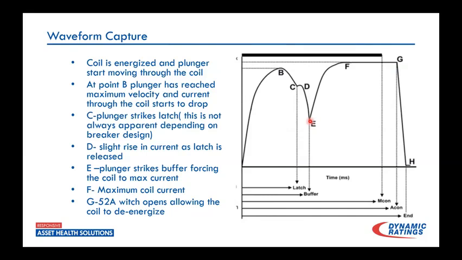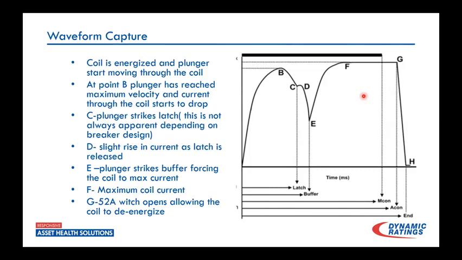current up to point F here. So that should be the max current that we're going to draw from that coil. The plunger's at a hard stop, and then that portion will last until we roll over to G, which is now our 52A contact rolling open, and finally we de-energize back to zero through this coil.